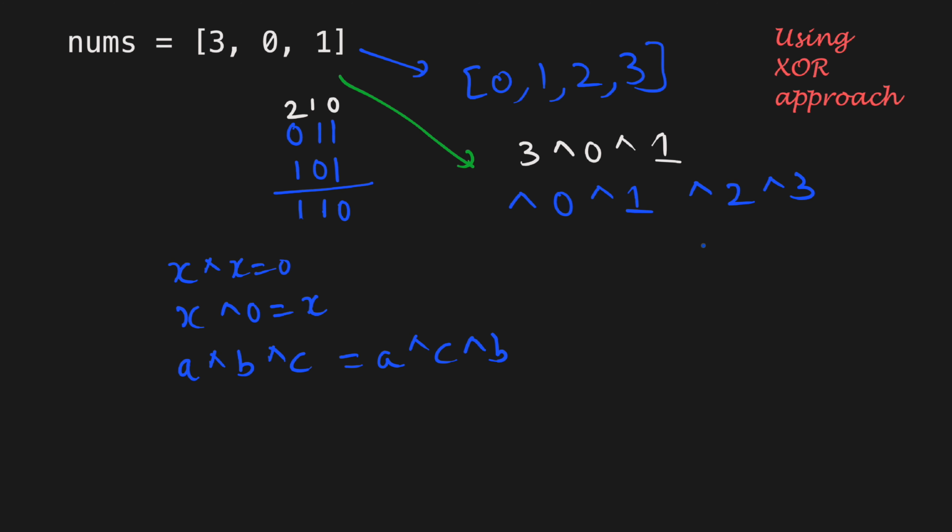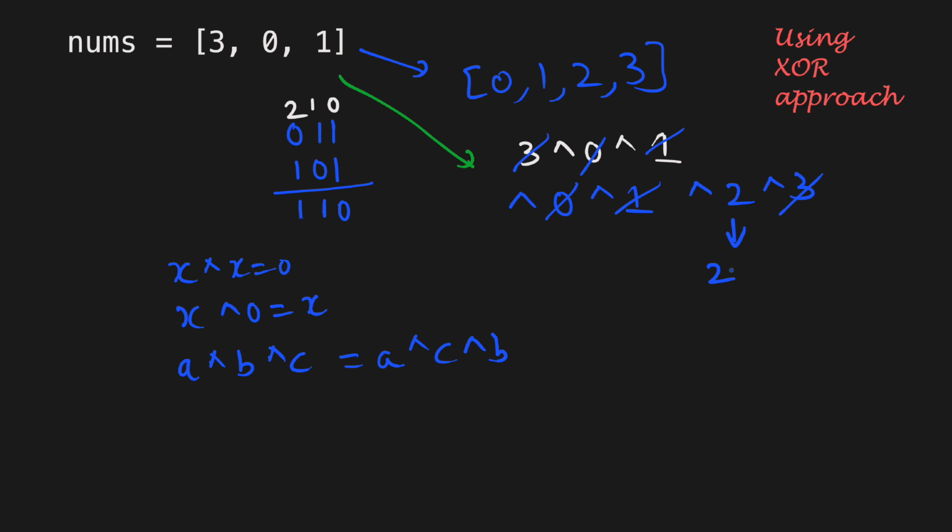That is, all the numbers that occur twice or an even number of times will cancel each other out because XOR of identical numbers results in 0. That is, x XOR x is equal to 0. So 0 and 0 will cancel out, 3 and 3 will cancel out, 1 and 1 will cancel out, and the only number which remains uncancelled is the missing number, which is 2 in this case. Hence, 0 XOR 2 equal to 2 will be our answer.